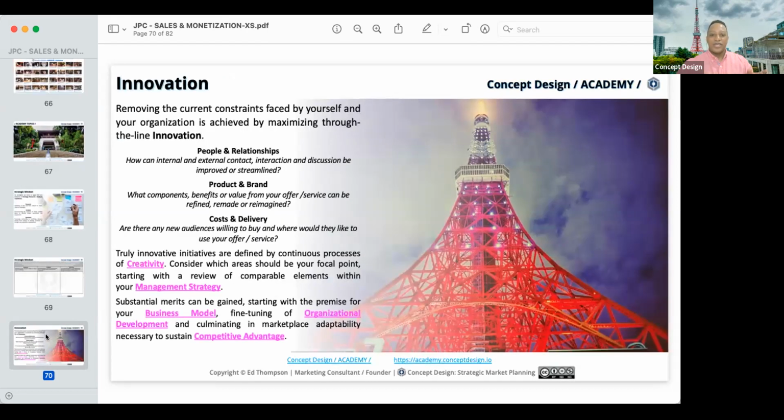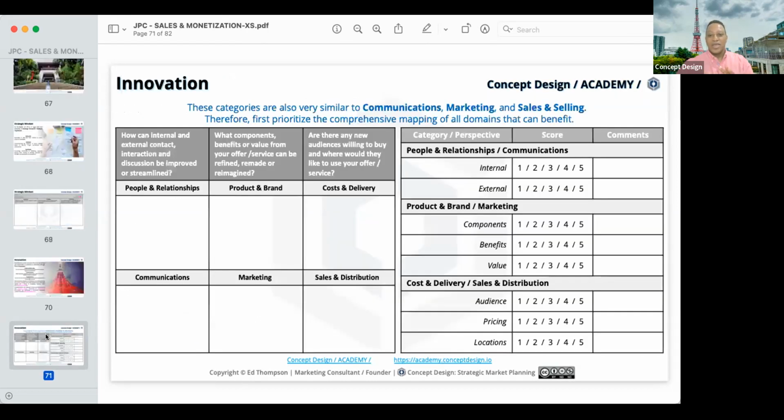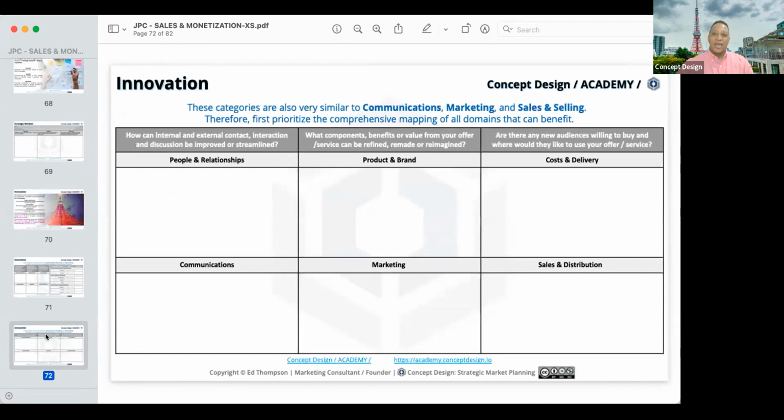Also with innovation, you want to start looking at how you are innovating in terms of people in relationships, product and brand, cost and delivery. These have very good, strong relationships: people in relationships is about communication, product and brand is the marketing, and cost and delivery is the sales distribution. These are worksheets that are available for you to discuss if you're trying to innovate with the products in your challenge.